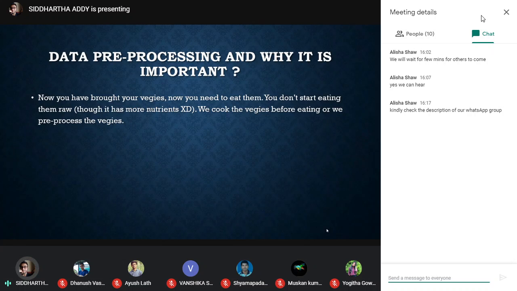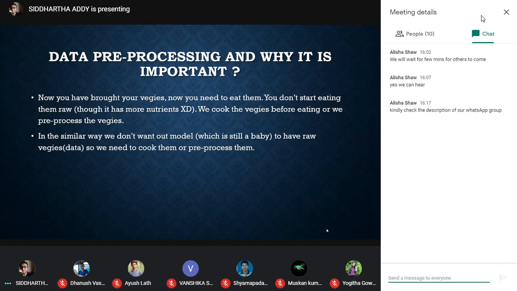Now we have to understand why pre-processing is important for our model. In a similar way, we don't want our model, which is still a baby, to have raw veggies, that is raw data. So we need to cook them or pre-process them before we start feeding them in. This is a very, very critical thing that you should understand.